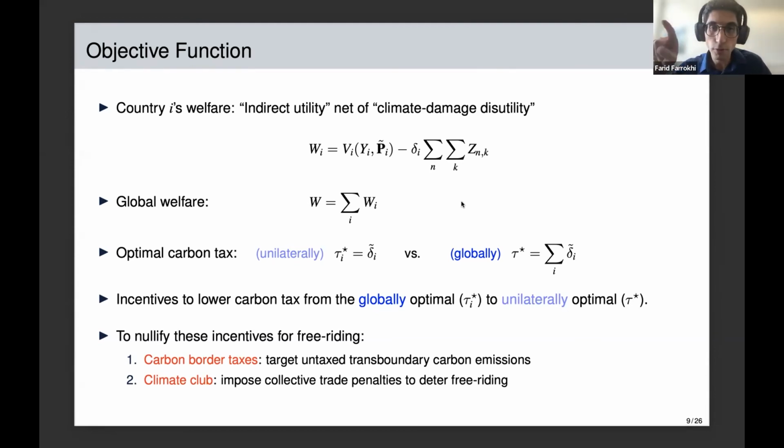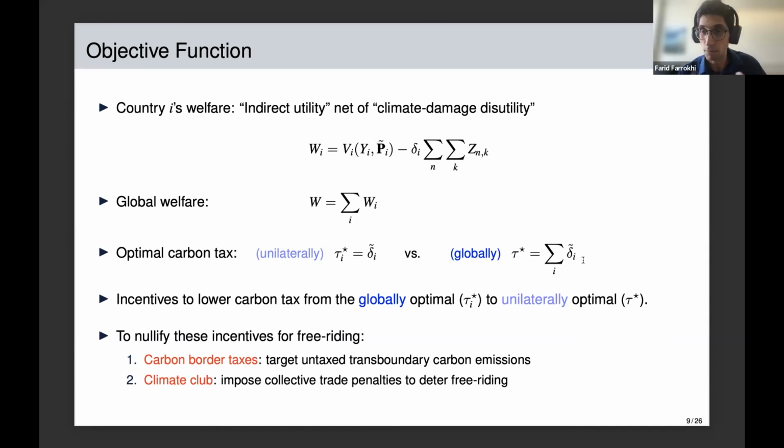And if you sum over all those W_I's, we get W for the entire world, and that's global welfare. Now I'll show you in a second the full results for the optimal taxes. But let me pause and highlight the difference between optimal carbon tax in the case of unilateral versus global. If it is a unilaterally optimal carbon tax, then the carbon tax should take into account the utility of CO2 externalities to the residents of country I, so it's just this delta I or delta tilde I, versus what is globally optimal for carbon tax, which is the sum of those. And so the first one is smaller than the second.